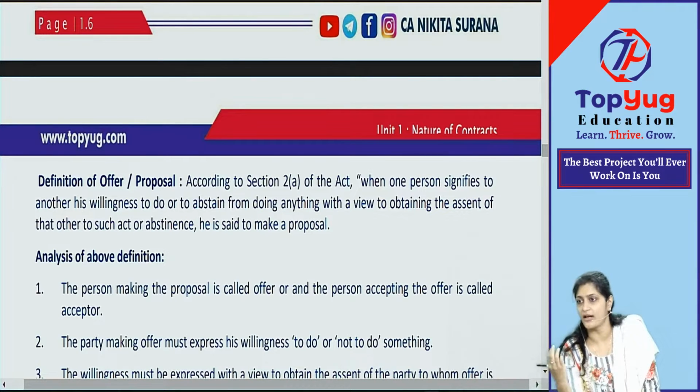Based on validity, contracts are divided into how many types? Five types. What are those five types? Valid contracts, void contracts, voidable contracts, illegal contracts, unenforceable contracts. Based on formation, it is divided into four types: express contracts, implied contracts, quasi contracts, and e-contracts. And based on performance, it is divided into two types: executed, executory. Under executory, again you have unilateral and bilateral.